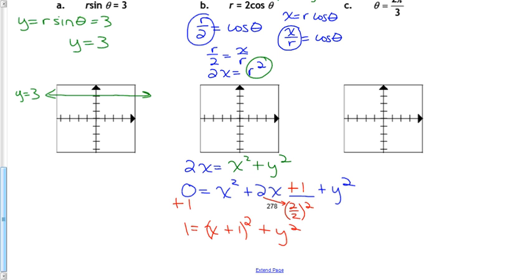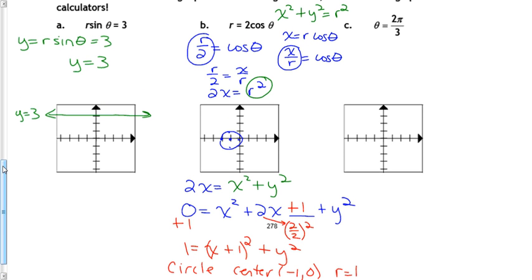And now you should be able to see that we have a circle. The center is at (-1, 0), and the radius is 1, or the square root of 1, which is 1. So now I should be able to graph this equation. Again, my center is at (-1, 0), and my circle has a radius of 1. So I should have a shape, well, it should be a circle. That's not. Your graph should be a circle. Sorry about that.